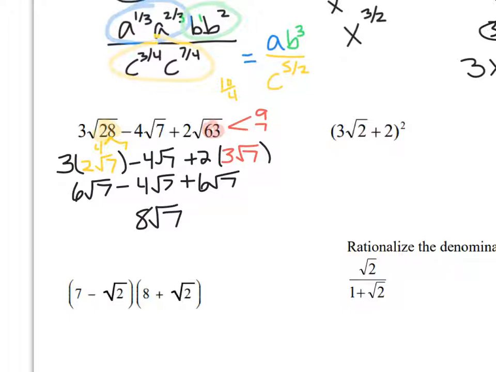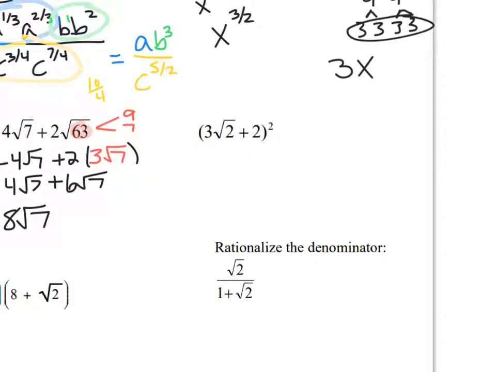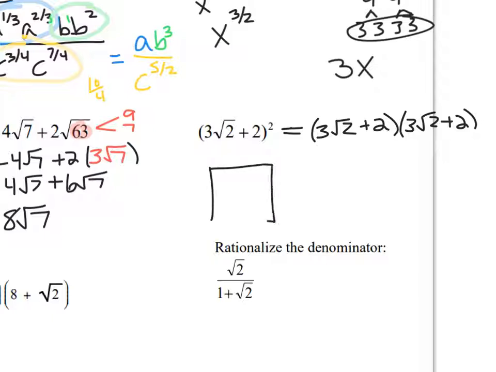The next one, we need to be careful not to kill any puppies. We want to rewrite this quantity squared, remember, means 3 root 2 plus 2 times itself, 3 root 2 plus 2. So I'm going to multiply that using the box, but if you want to do that other thing I don't talk about, then you can as well.